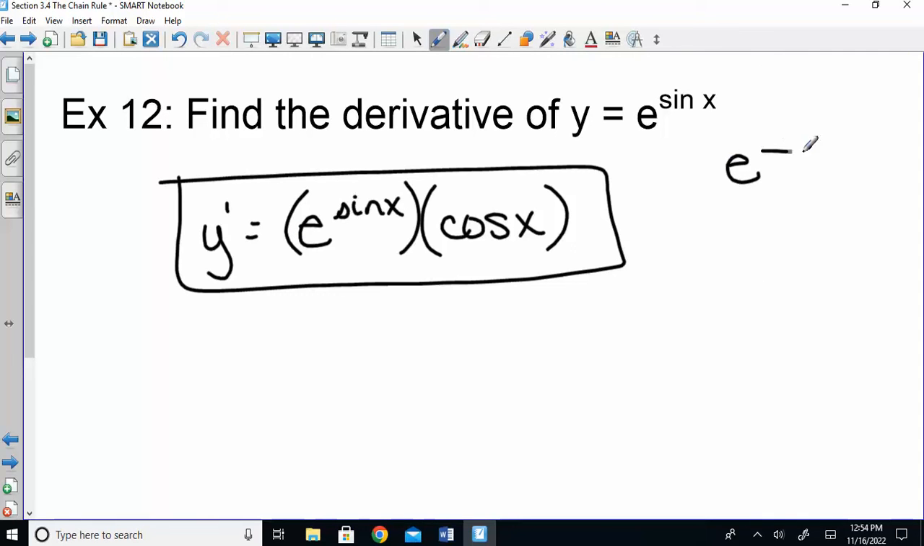So my outside function was the e to some power. So derivative of e to a power is still e to that power. Chain rule says you have to do times the derivative of the inside. My inside function is the sine x. So I had to multiply by the derivative of sine, which is cosine.